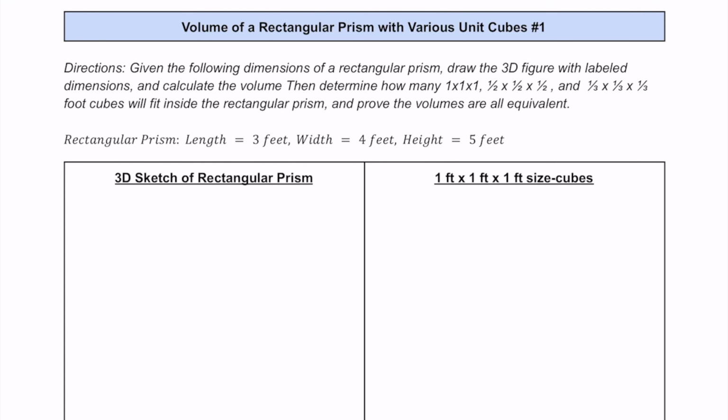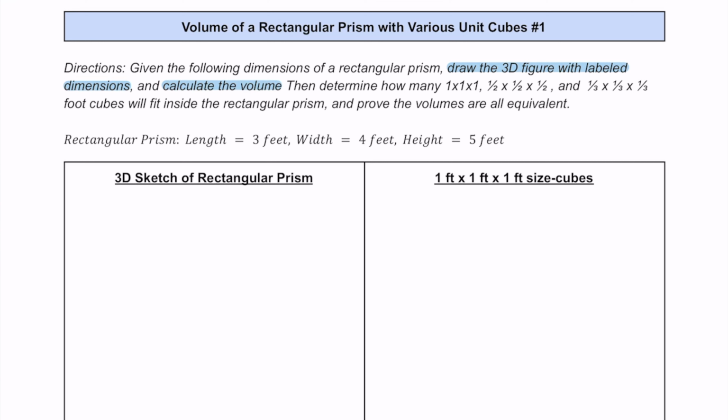Let's practice finding the volume of a rectangular prism with various unit cubes together. Given a set of dimensions of a rectangular prism, we're going to draw a 3D figure. Let's label each of those dimensions, the length, the width, and the height, and then we're going to calculate the volume while we're at it.